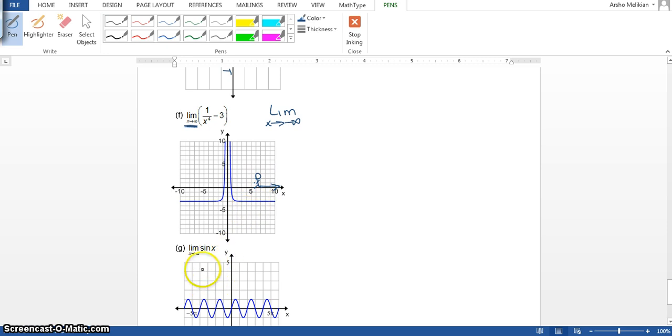I have my eye on the graph and I want to see what is the behavior of the graph. Where is it going vertically? Is it approaching a certain value? So as I approach positive infinity, what is happening to my graph? It looks like it's leveling off at negative 3. So the limit as x approaches positive infinity is negative 3.